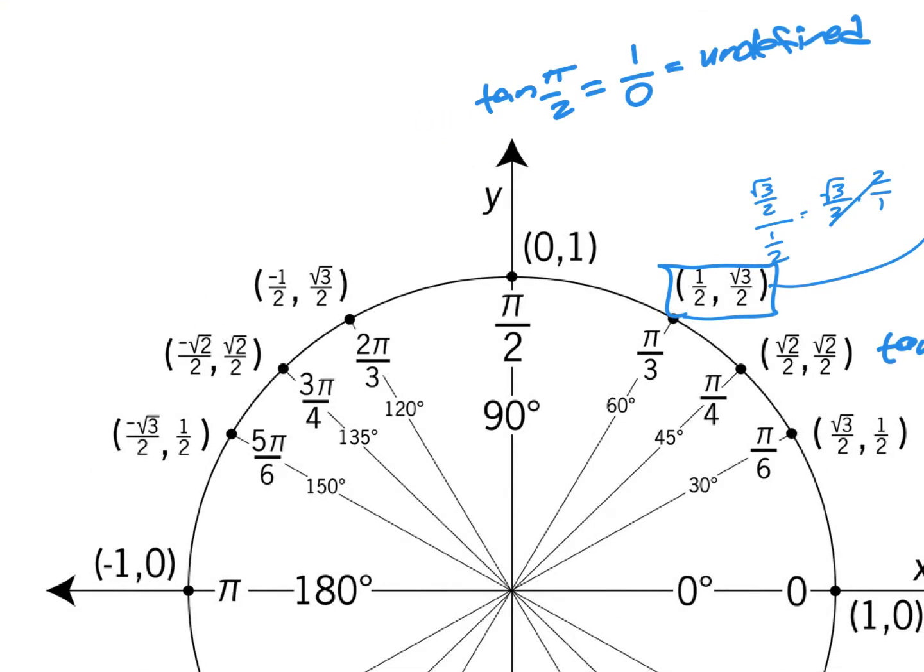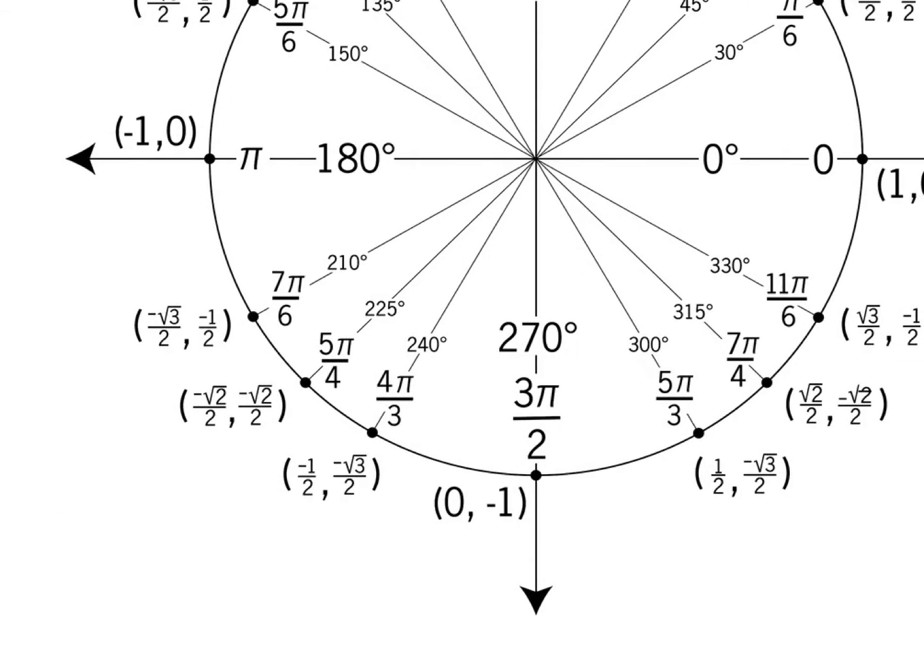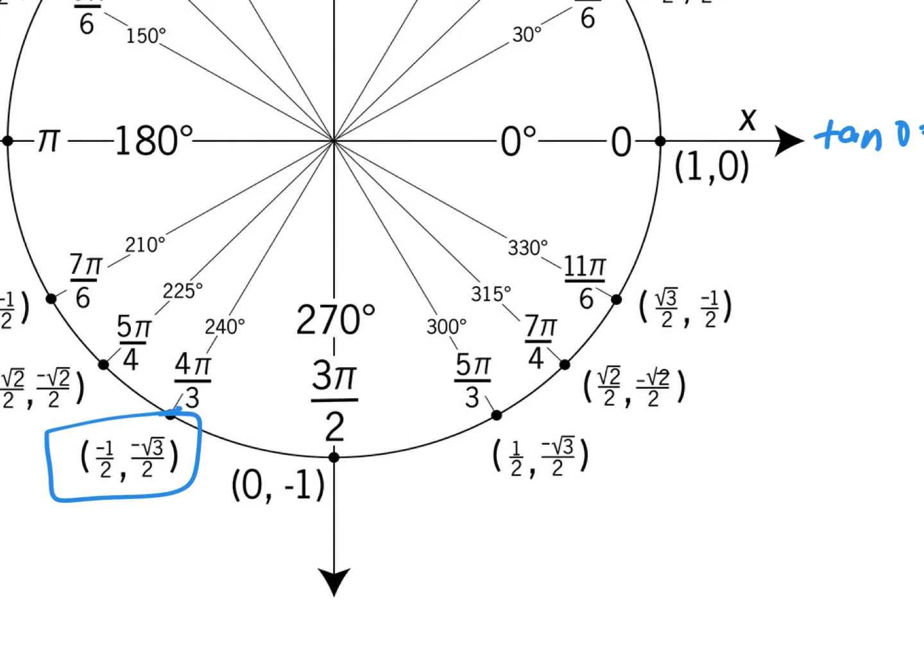So over here, where 1/2 is the x value and root 3 over 2, what's the tangent there in the second quadrant? If it's positive root 3 here, what is it here, guys? Negative root 3. What is it here? A negative divided by negative is a positive. What is it here? A negative. It's the same thing all the way around, just the signs are different.